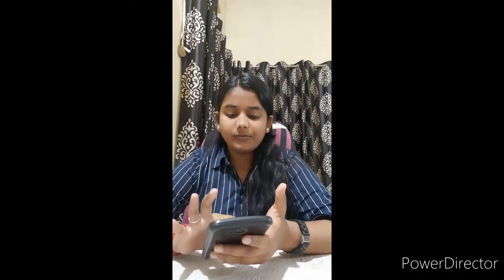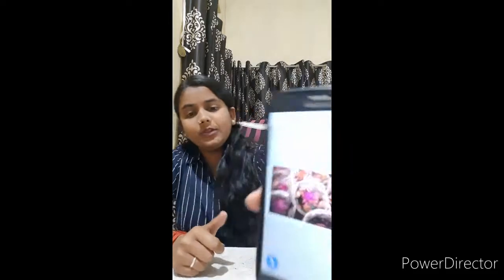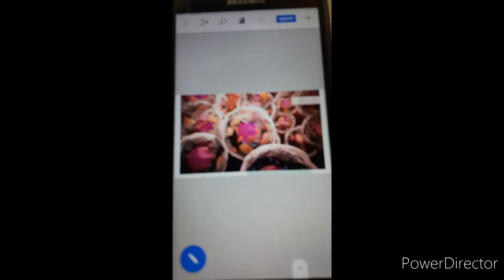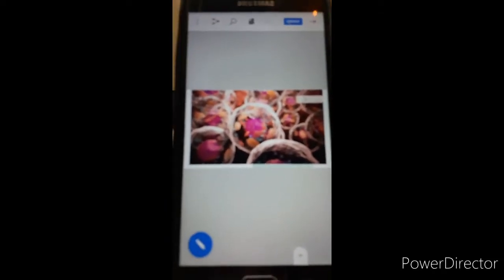So let's talk about its parts. The cell has three main and major parts. It doesn't matter what kind of cell it is, they all have three parts. Let me show you the diagram of the cell. You can see various things inside the cell. These three parts are the cell membrane, the cytoplasm and the DNA.